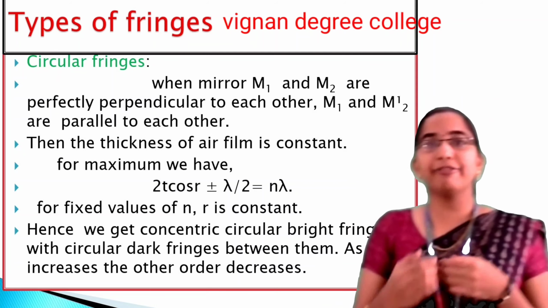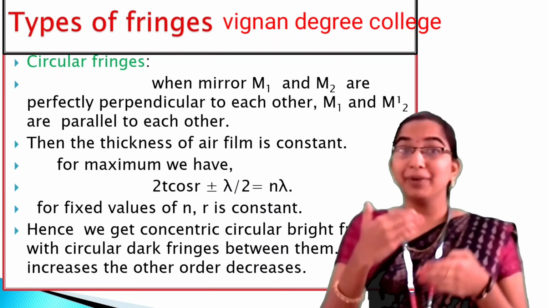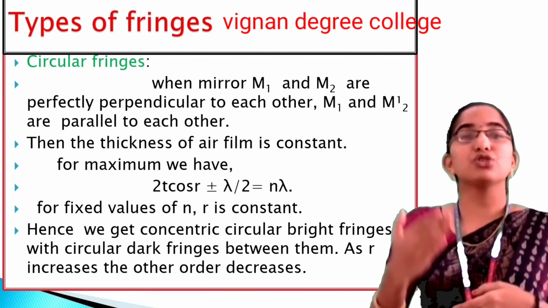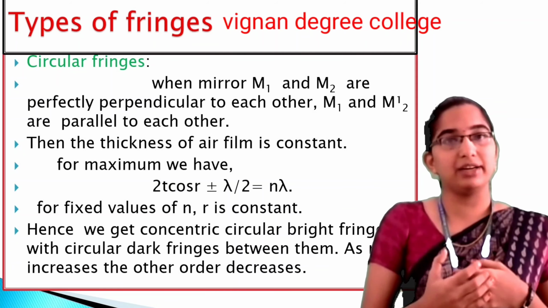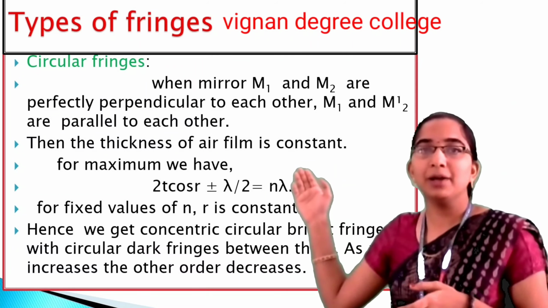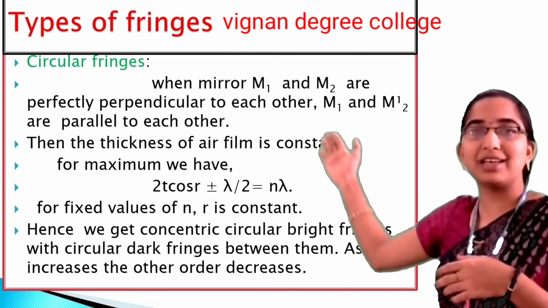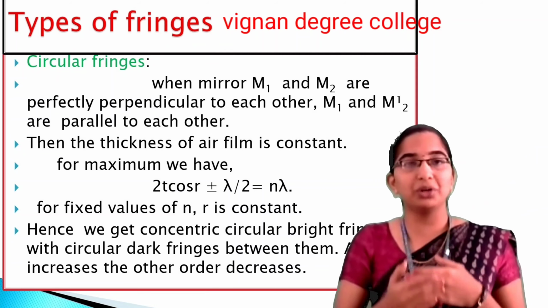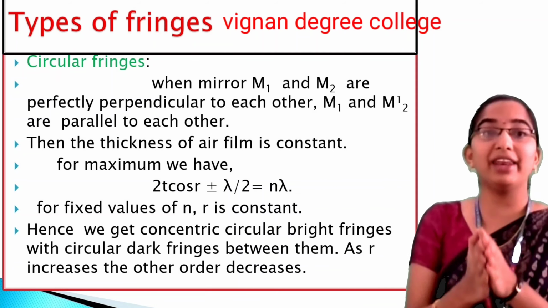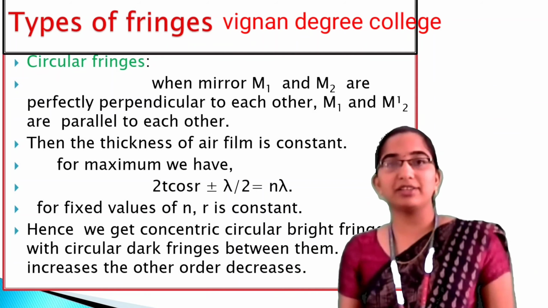When mirrors M1 and M2 are perfectly perpendicular to each other, M1 and M2 prime are parallel to each other. Then the thickness of the air film is constant. For maxima, the formula is 2t cos r plus or minus lambda by 2 equals m lambda. For fixed values of n, r is constant.